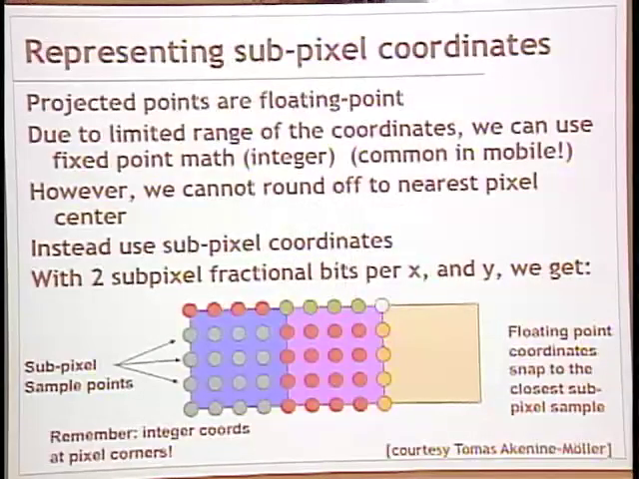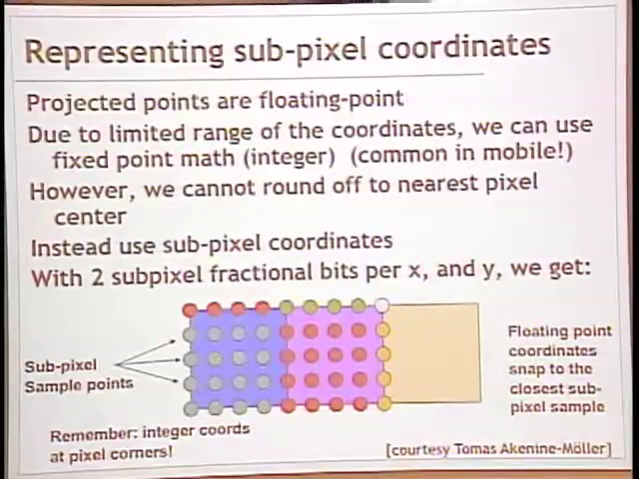One thing we do want to note is that these points are floating point. It turns out we're often going to use fixed point math to represent them. These are projected points in terms of the triangle. We're going to project the triangle onto the screen, and those are going to be floating point vertices for the triangles. Maybe we can use fixed point math to represent them because that costs less power, and it's very important in mobile. So what we don't want to do is take every triangle.